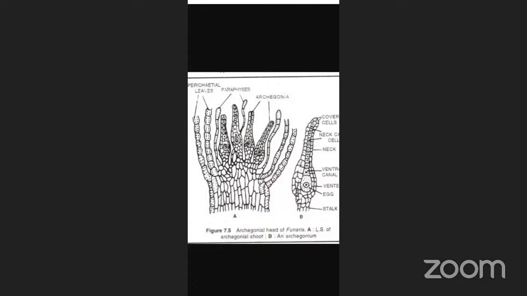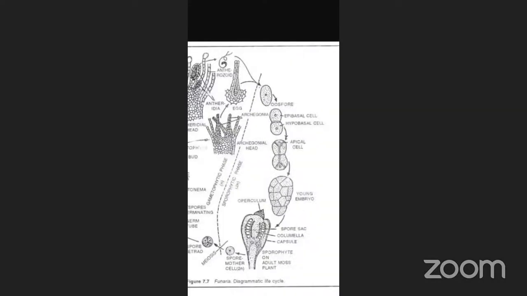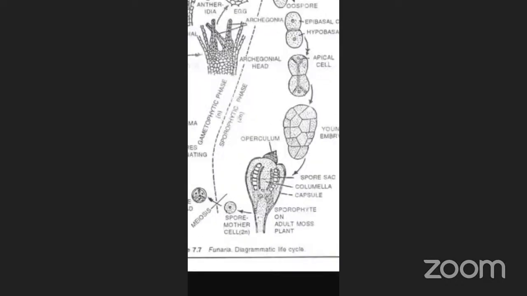Then the upper cell divides and gives rise to the capsule and upper part of the seta. So see here the development of the sporophyte of Funaria. After fertilization the archegonium undergoes division into the epibasal cell and hypobasal cell, again forming a sporophyte like this.